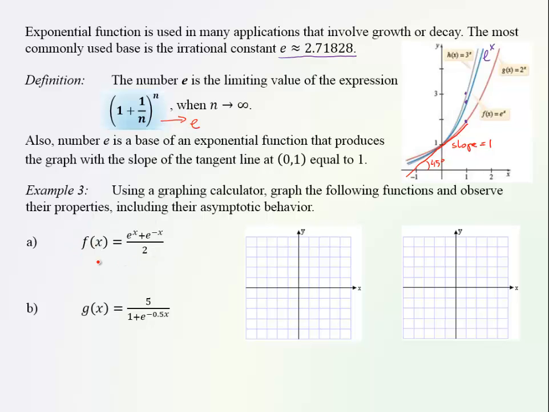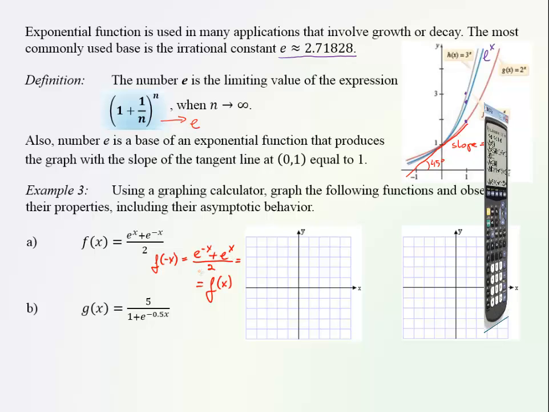So let's graph these two new functions that involve e to the x by using a graphing calculator, and we are going to observe the asymptotic behavior of these two functions. Okay, so the first function seems to be even. It's quite easy to check that this is an even function. f of negative x would be e to the negative x plus e to the negative negative, so it's positive x, over 2, which is the same as the original f of x, because addition is commutative.